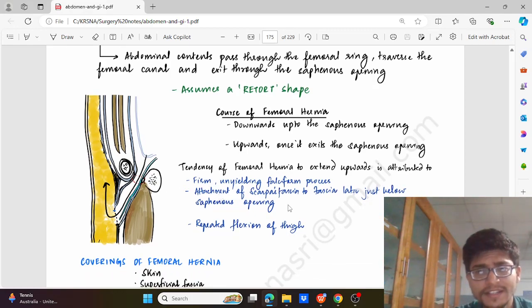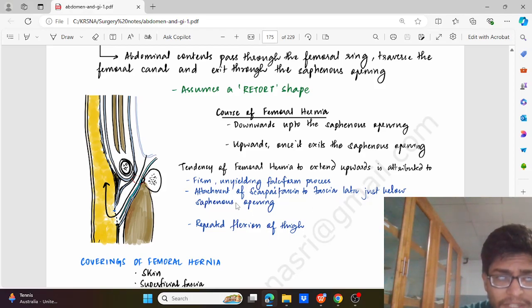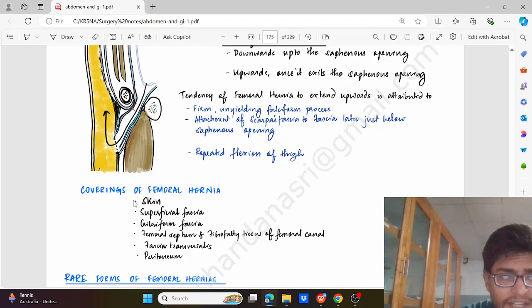It has the tendency to extend upwards due to the firm, unyielding falciform process, the attachment of Scarpa's fascia to the fascia lata just below the saphenous opening. So Scarpa's fascia is attached to the fascia lata just below the saphenous opening, so it takes a turn upwards, and there is repeated flexion of the thigh.